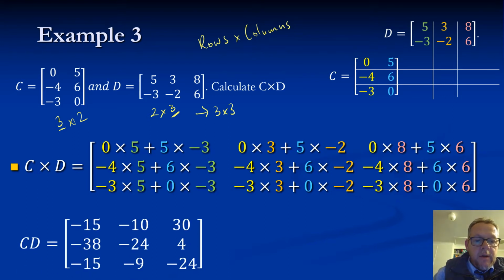We can just simplify: 0 times 5 plus, well, that's 0. 5 times -3, well, that's -15. You can see these calculations involving matrices at the moment are complex. There are a number of steps, but they are not challenging in terms of difficult multiplications. We just want you to understand the concept of the pattern on how to multiply matrices.